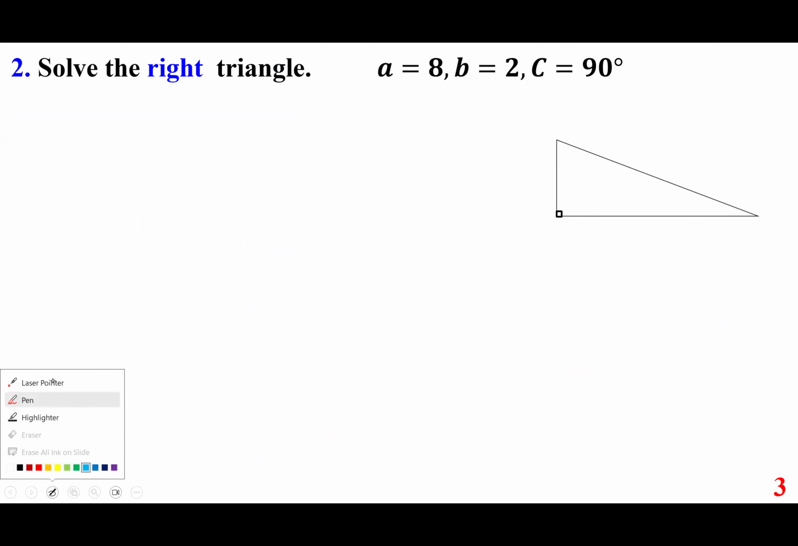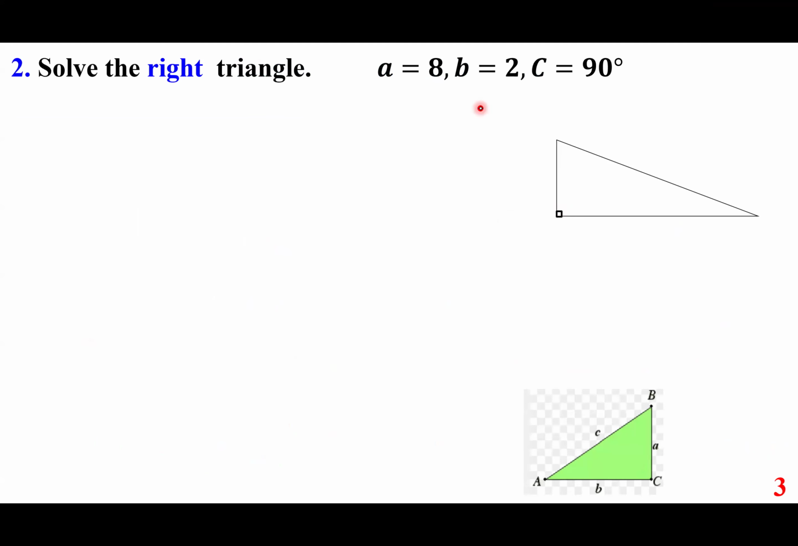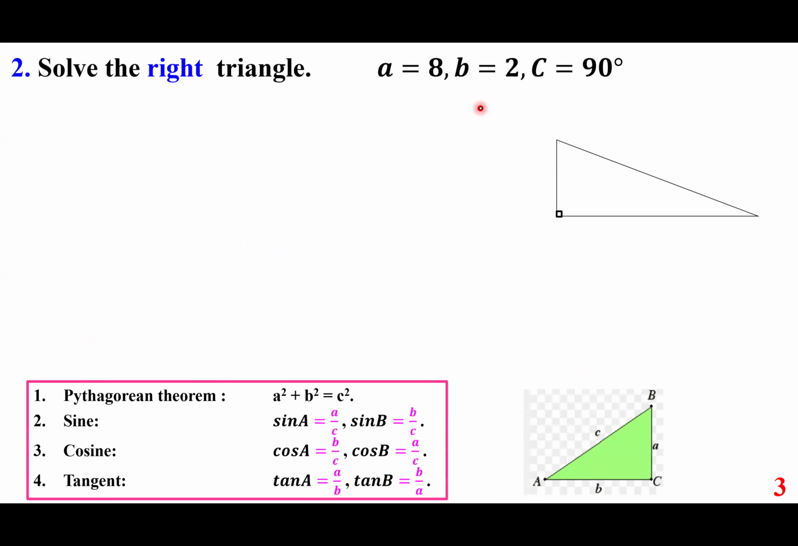Solve the right triangle. So this is 90 degrees. A is 8, B is 2, C is 90 degrees. So reminding everybody, Pythagorean theorem, A squared plus B squared equals C squared. Sine is the opposite, in this case, sine of A, the opposite A over the hypotenuse C, and sine of B, of course, would be B over C. Cosine is the adjacent over C, tangent is the opposite over the adjacent.